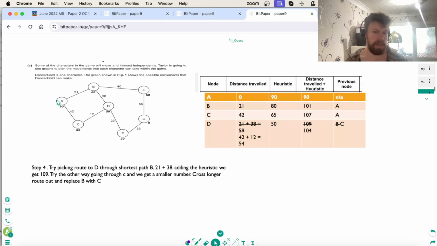Now, if I actually run the algorithm going the other way, so 42 plus 12, that gives me a smaller number, which is 54. I then add the 50 on, that gives me 104. This number is smaller. And in the mark scheme, they want to see that you've tried this one, and you've crossed it out. They don't just want to see that you've gone straight to the correct answer, because logically this is how the algorithm would go: it would go this way because it thinks it could be shorter, and then it goes this one and says, oh no, that one's actually the shorter route. So the previous node for this one is going to be C, not B.